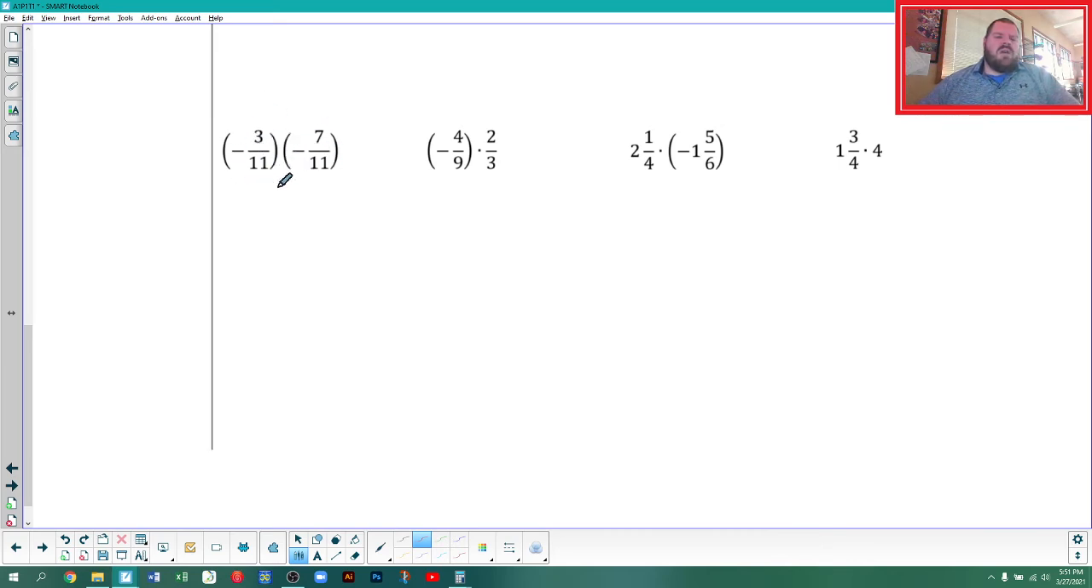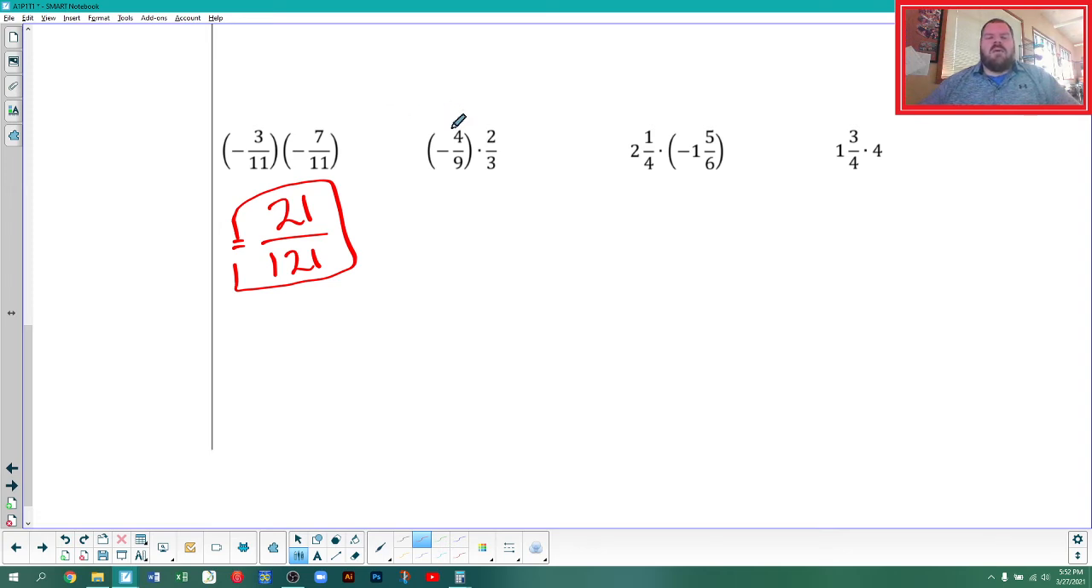Next one, I have a negative and a negative. I don't have any mixed numbers, so I can go ahead and just multiply straight across. Negative 3 times negative 7 is going to be positive 21. And 11 times 11 is 121. Now, I don't get to cancel out those 21s. That's as simple as that's going to get.